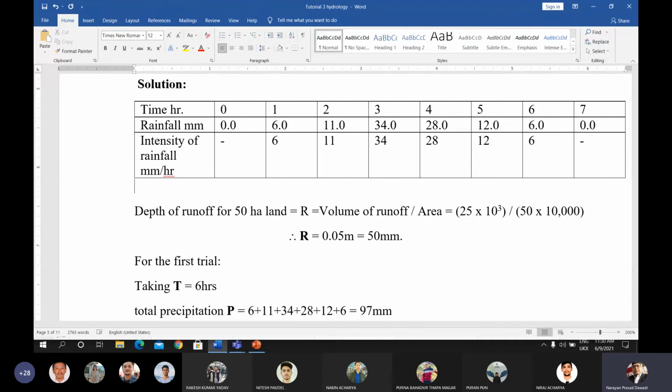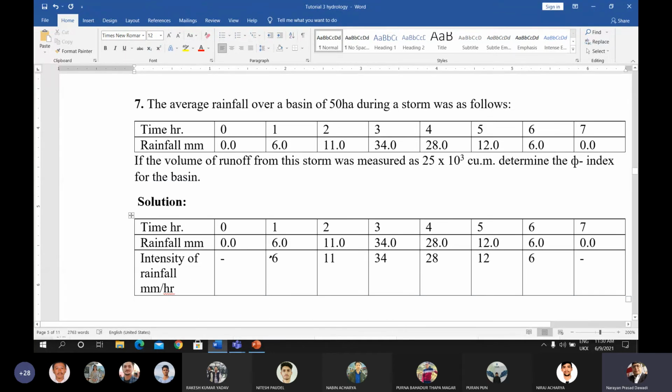Now the depth of runoff. We have to find the runoff depth. What will be the total depth of runoff? The total volume of the runoff is given, and the catchment area is also given. We can find the depth of runoff by dividing the volume by the area of the catchment. This volume is in cubic meter, the area is given in hectare. The hectare can be converted into meter square by multiplying by 10,000.